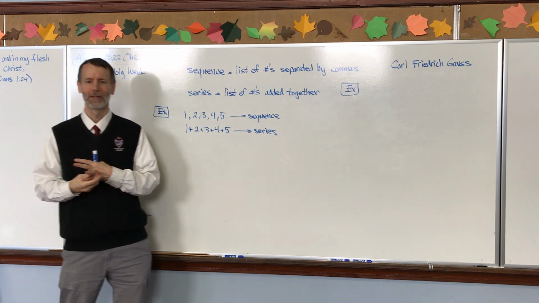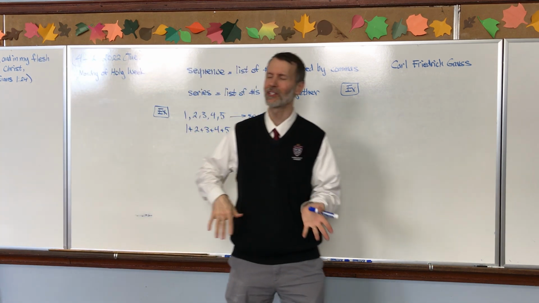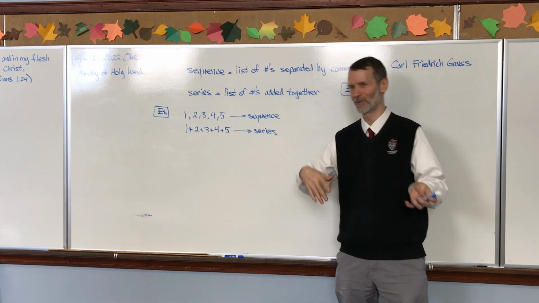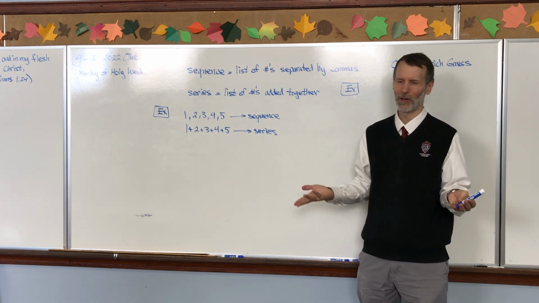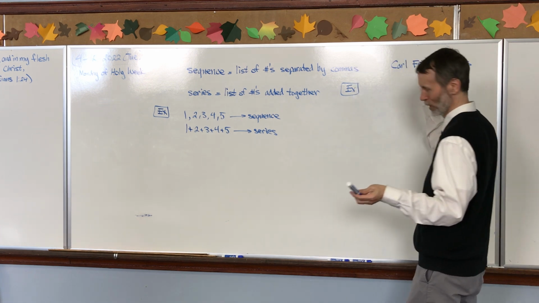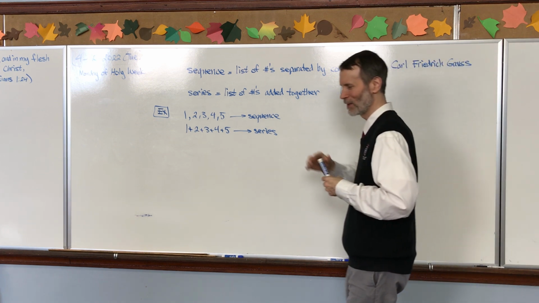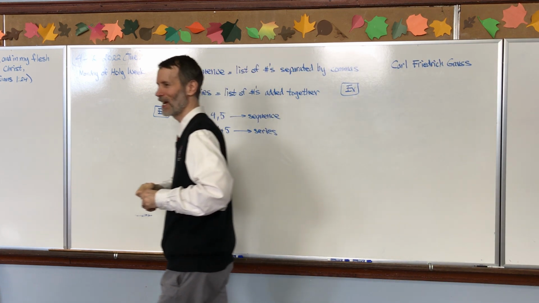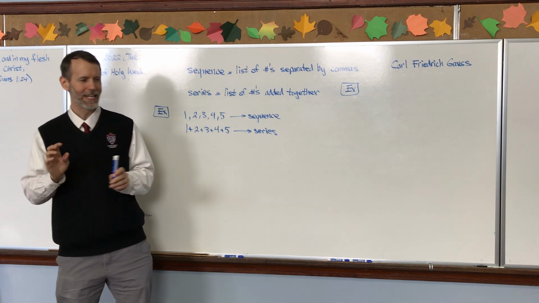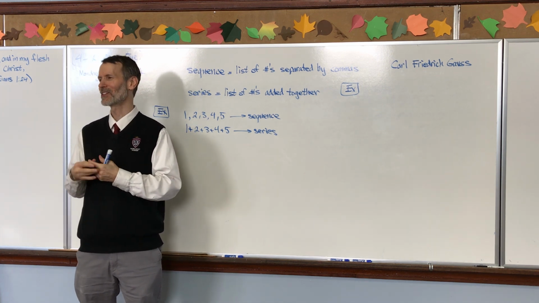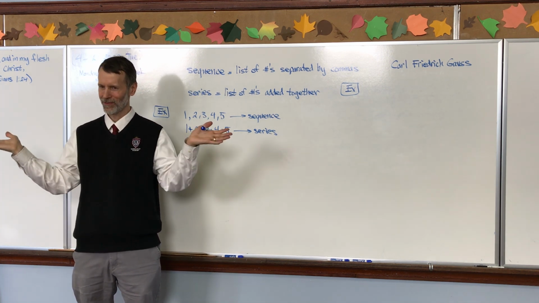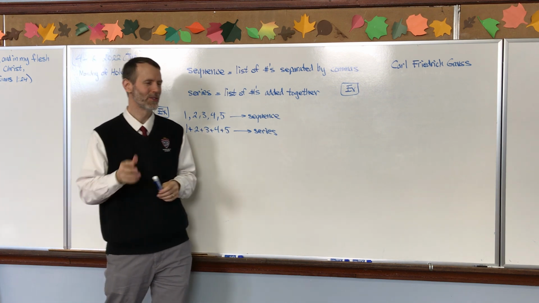Like they would apprentice themselves to a blacksmith or a woodworker or whoever, and they would learn a trade. Carl Friedrich Gauss, 8 years old, his substitute teacher came in, and his substitute teacher was kind of lazy. And he wanted to have a chance to just kick back and relax and give the students some busy work. So here's what he did.